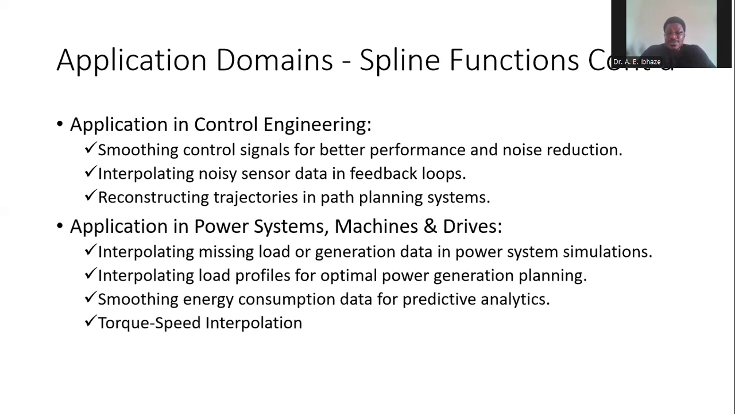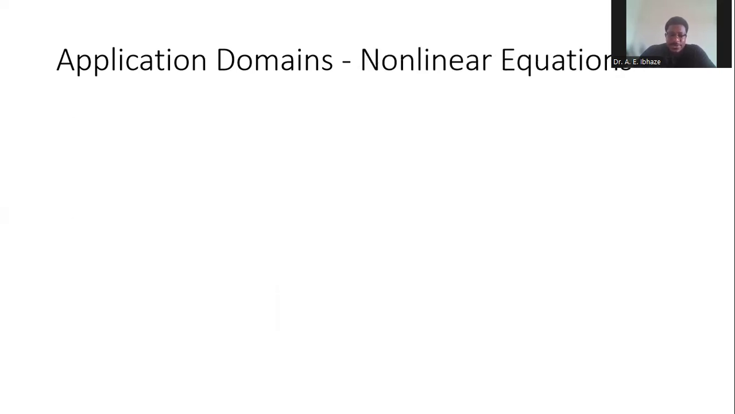While in power systems, machines, and drives, they are used for interpolating missing load or generation data in power system simulations, for interpolating load profiles, for power generation planning, or better say optimal power generation planning, and for smoothing energy consumption data for predictive analytics. Then we also have the torque speed interpolation.